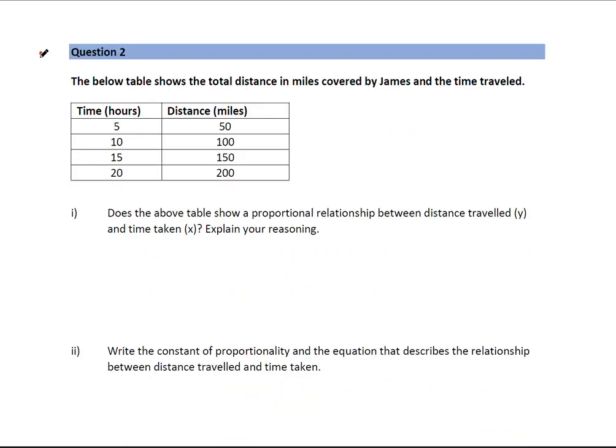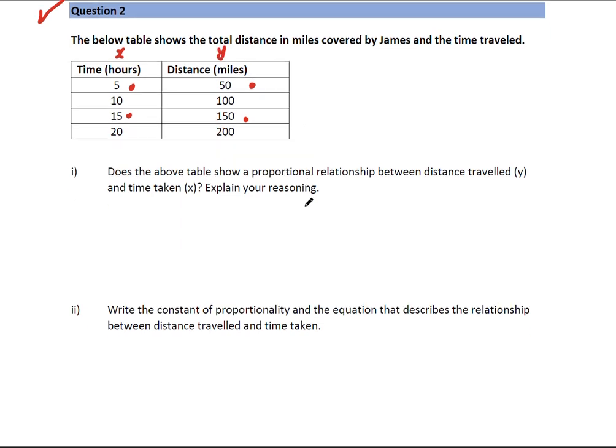Now let's look at number 2. We are told that the below table shows the distance in miles covered by James and the time traveled. So we have a list of times here in hours and we have the corresponding distances. For example, when 5 hours are covered in traveling, 50 miles are covered. When 15 hours are covered in traveling, 150 miles would have been covered as a result. So our x variable here is time, which is the independent variable, and the y variable is distance.